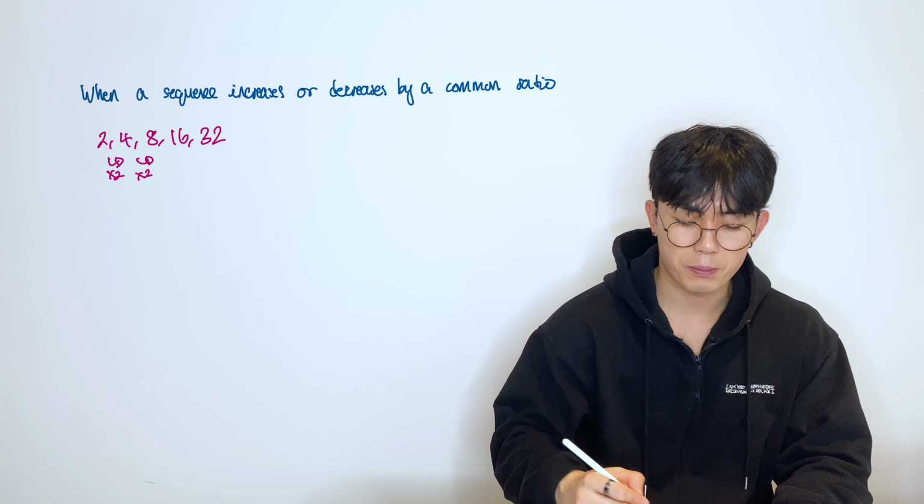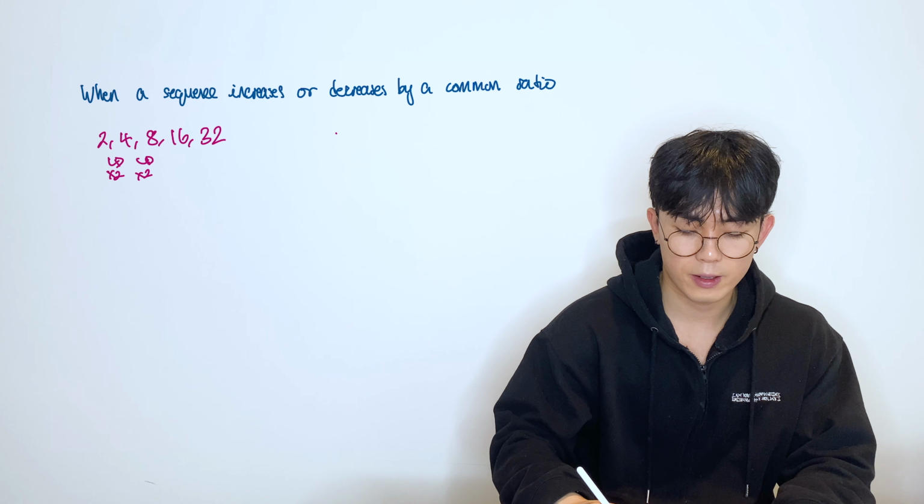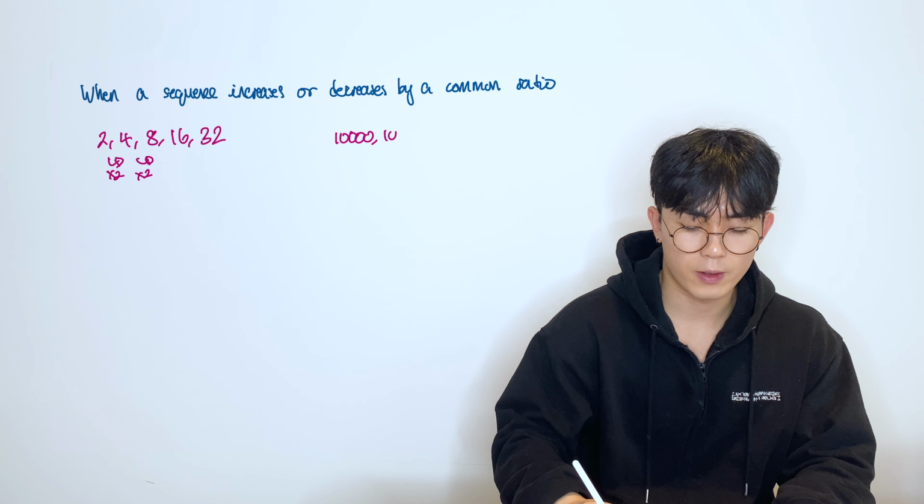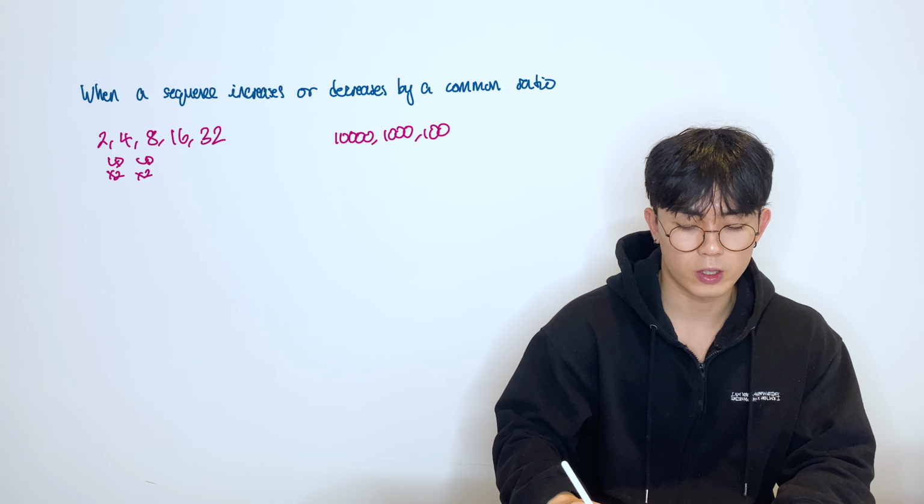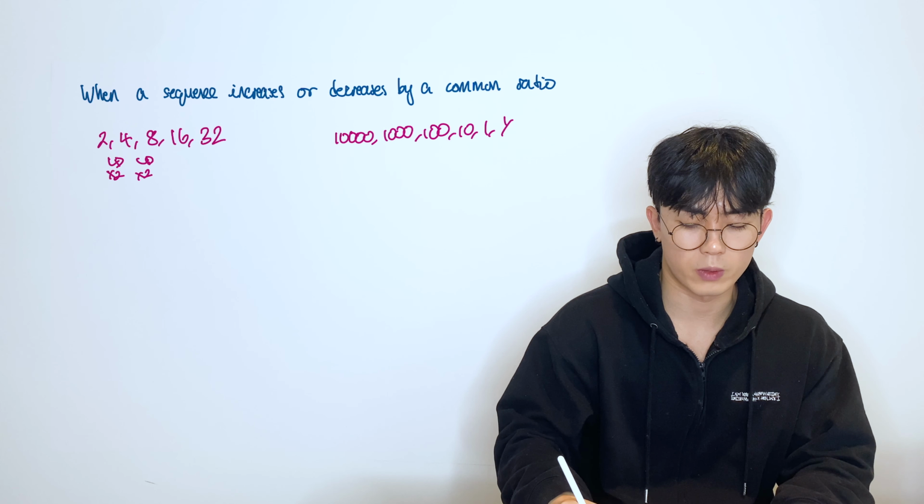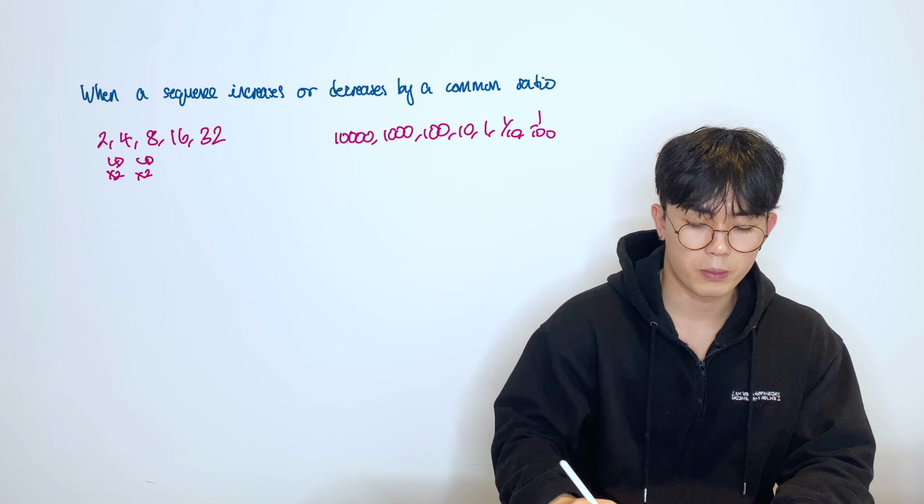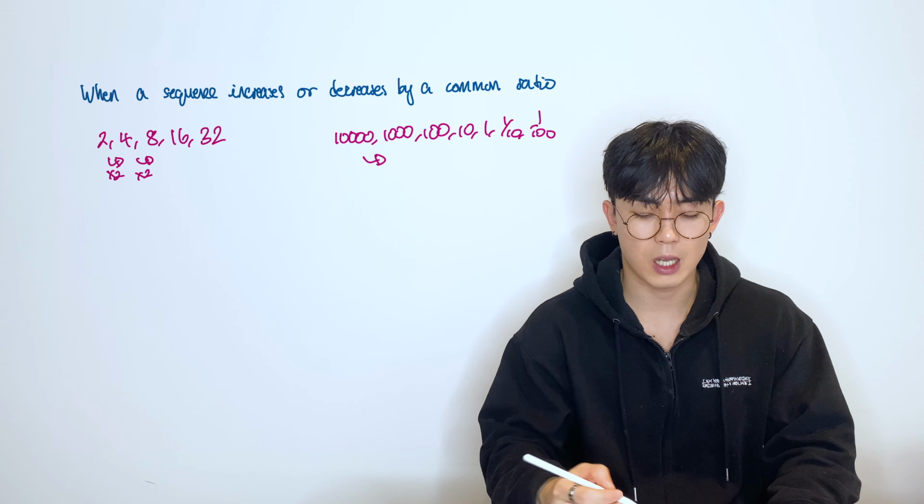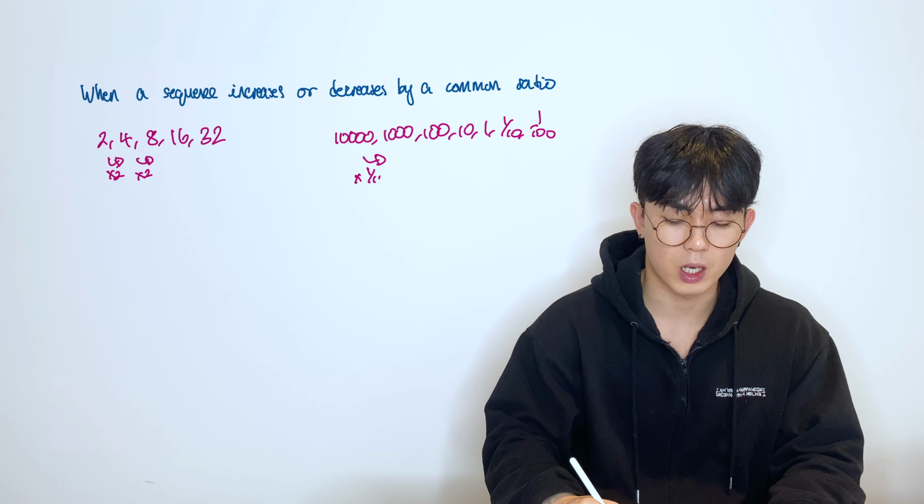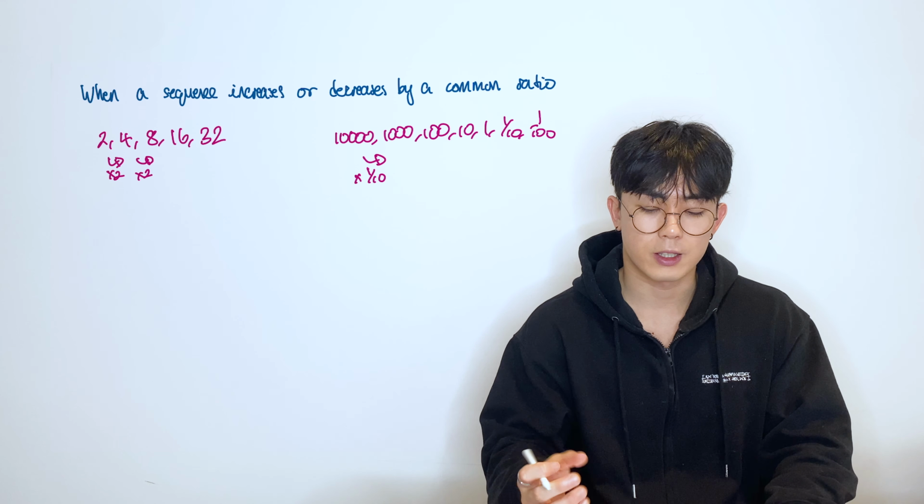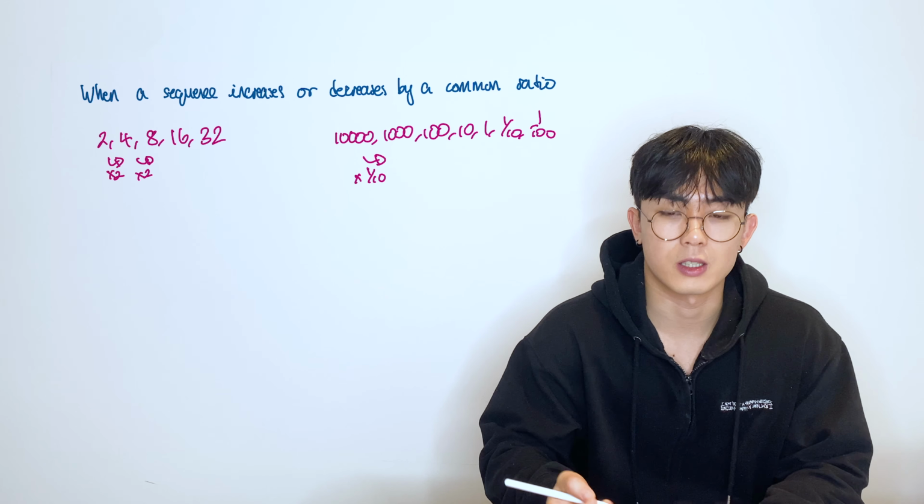Another example might be 10,000, 1,000, 100, 10, 1, 1 over 10, 1 over 100, because we are decreasing by 10 every time, so I can rewrite it as multiplying by 1 over 10 every single time. So these are two examples of a geometric series.